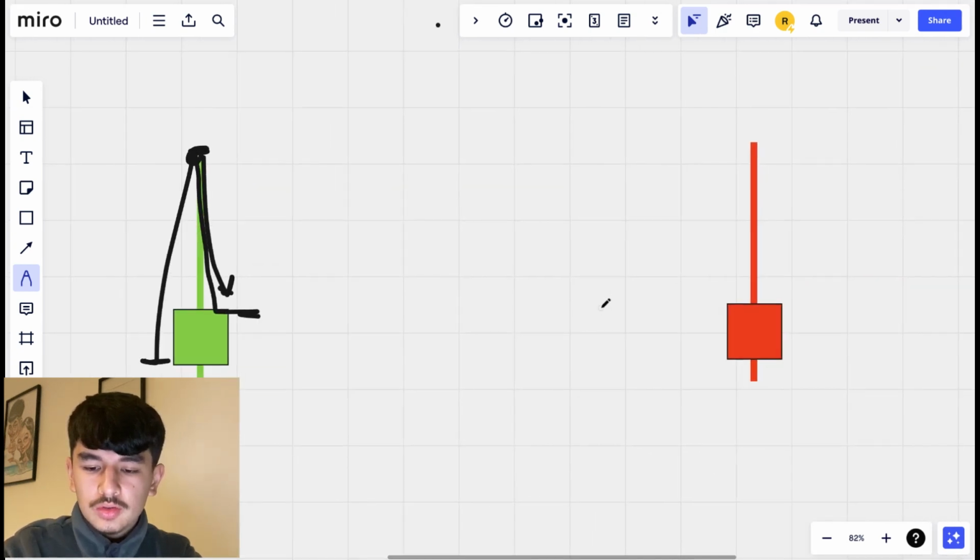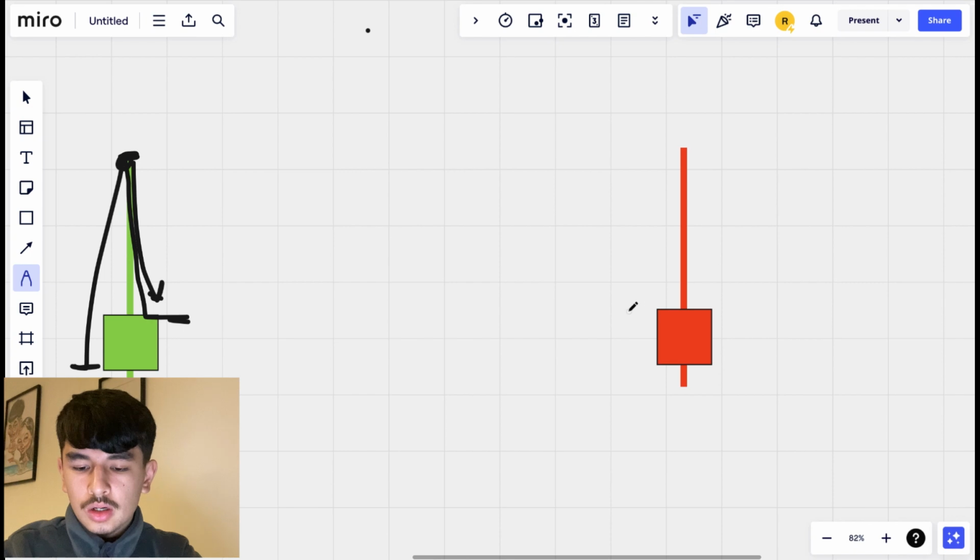And then the same goes for this one, where price started here, came all the way to this high, and all the way down to this bottom wick, and then closed here. This whole leg is the selling pressure.